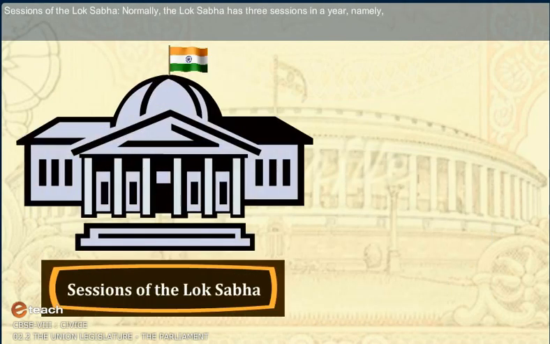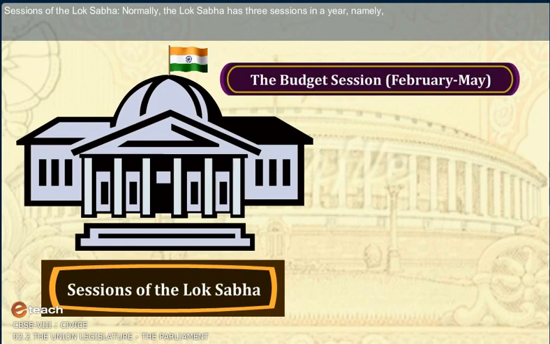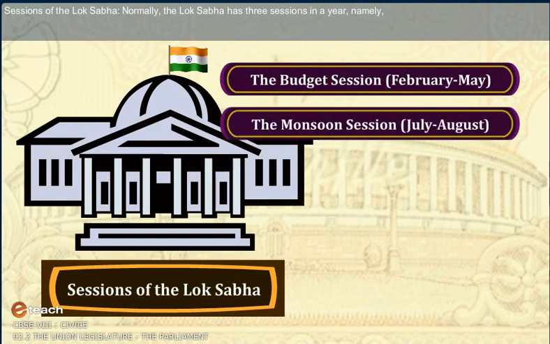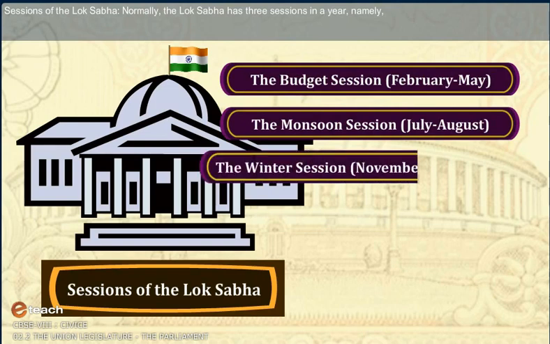Sessions of the Lok Sabha. Normally, the Lok Sabha has 3 sessions in a year, namely the budget session from February to May, the monsoon session from July to August, and the winter session from November to December.